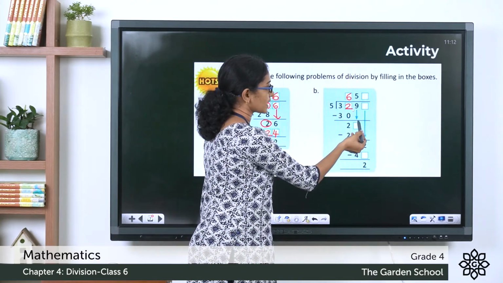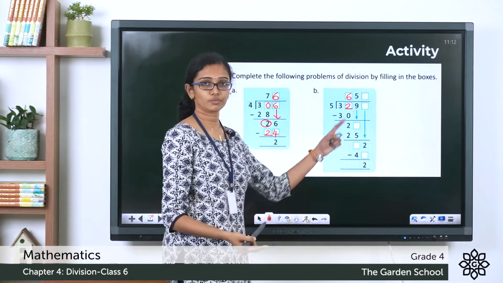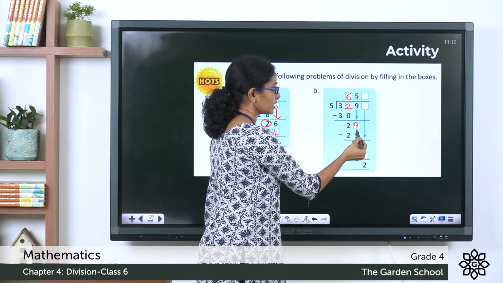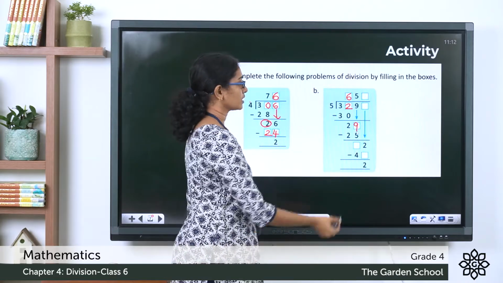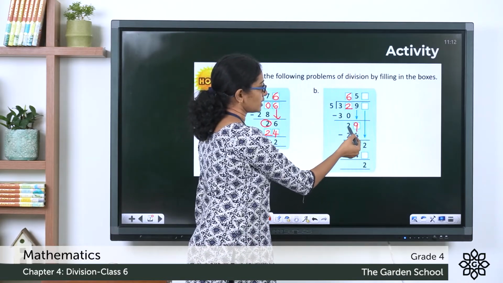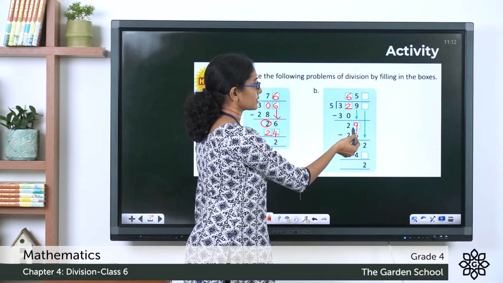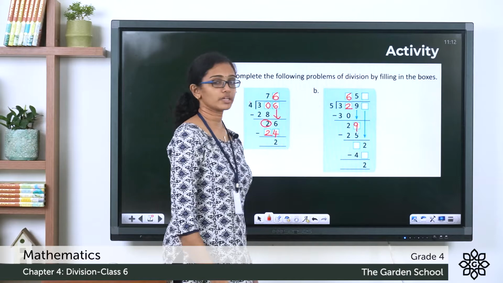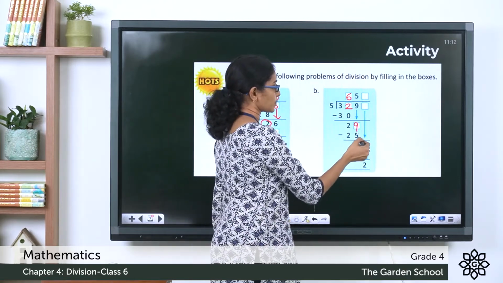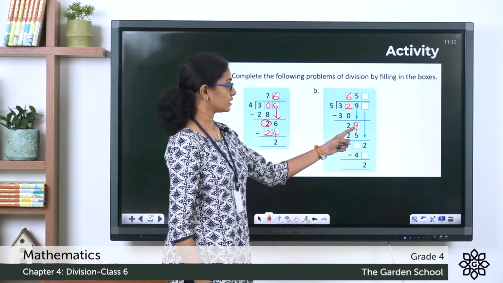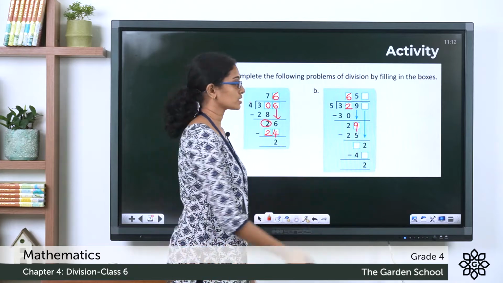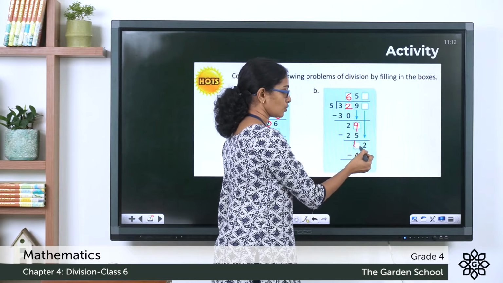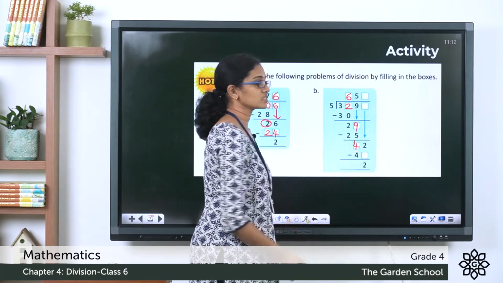Now in the next step, the next digit should be brought down. So there you have 9 to be brought down, and what should come here? 29, right? Now when 29 is coming here, the next step is to divide this 29 by 5. How many 5s will go in 29? We know 5 5s are 25 and that is written here. Now the next step is to subtract these two numbers, 29 minus 25 gives you 4, and the next digit should be brought down.